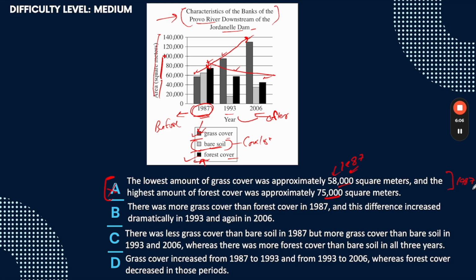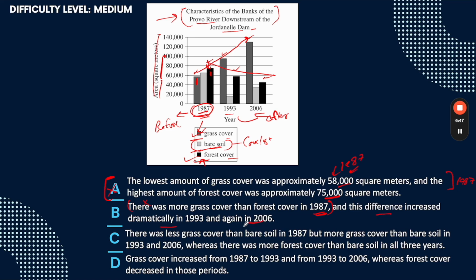Now let's look at B. There was more grass cover than forest cover in 1987. So what's happening here? It's simply telling me that the grass cover was more than forest cover in 1987. Is that the case though? Is that what's really happening in the graph? The grass cover is definitely lesser than the forest cover. So this information over here till here is definitely wrong. It's not matching up with the information given to us in the graph. And this difference increased dramatically in 1993 and again in 2006.